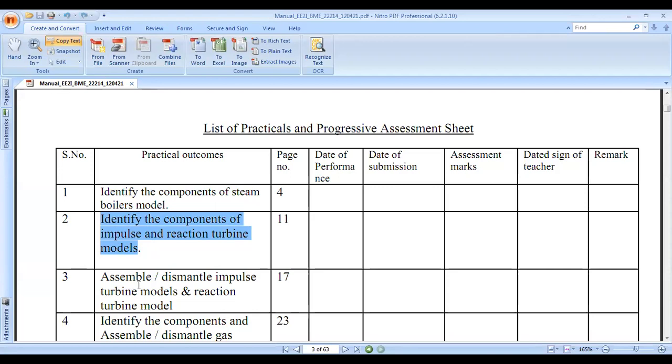Similarly, the assembly and disassembly of the impulse turbine and the reaction turbine also belong to two practicals: assembly and disassembly of the impulse turbine, and assembly and disassembly of the reaction turbine. So one, two, three. What do you see here? It is not only three practicals; as per our syllabus, there are a total of five practicals. Out of five, we are discussing two practicals here.